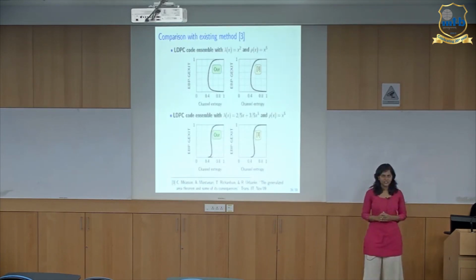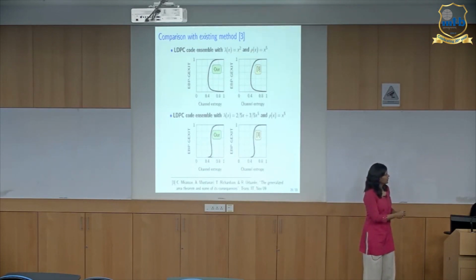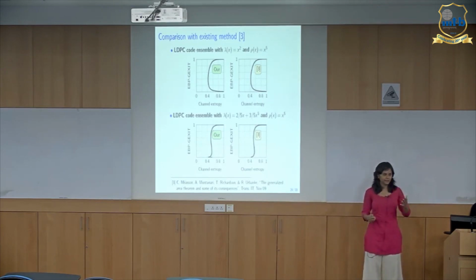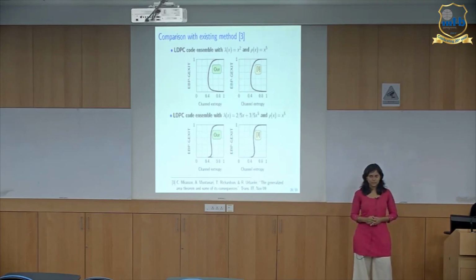Let's see some simulation results. First we compare it with some available EBP exit charts. Here this is the EBP exit chart obtained using the exact method, which is possible for some cases, and this is our approximate EBP exit chart. As we can see, using the approximation we don't really lose much.